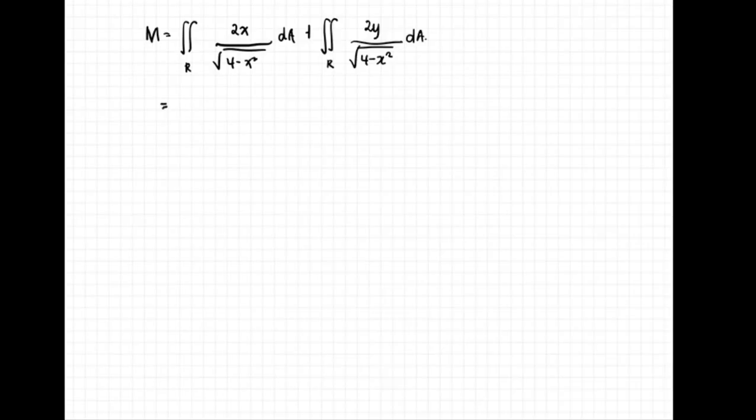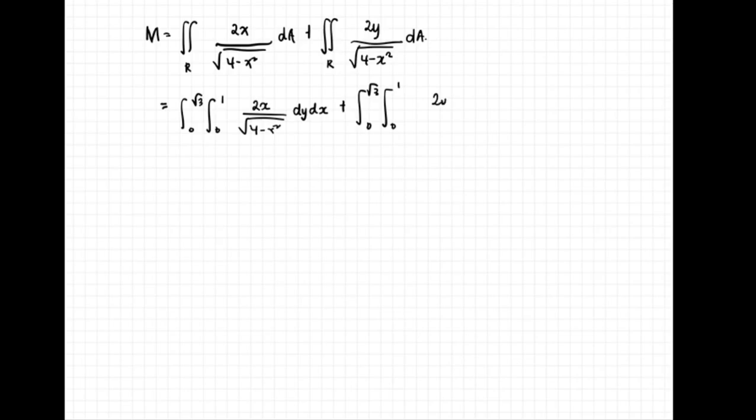So this would now be equal to the integral, x is from 0 to square root of 3, y is from 0 going to 1 of 2x divided by the square root of 4 minus x squared dy dx, plus, similarly, 0 to square root of 3, 0 to 1, 2y divided by the square root of 4 minus x squared dy dx.